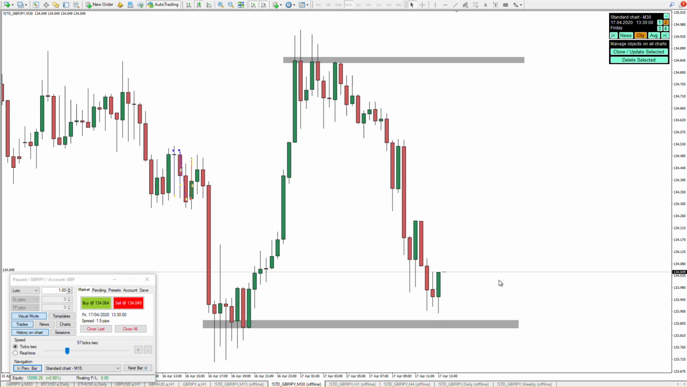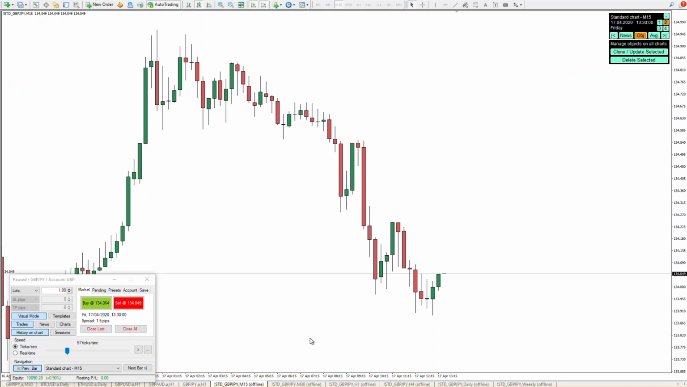It's a little bit difficult. Can I enter this in M15? I just don't know. And M15 is still making lower lows, lower highs. No, I feel I can't do anything.